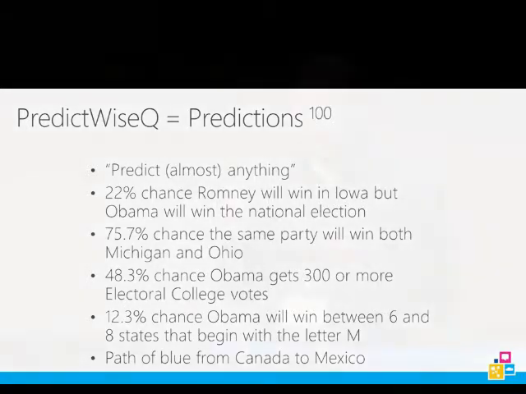What we worked on building is what you might call a combinatorial prediction market, or getting more towards this predict almost anything concept, where you can take an exponential explosion. So if you think of all 50 states as binary variables, now you can predict any Boolean function of those 50 variables. Like Romney will win Iowa, but Obama will still win the election. Or the same party will win both Michigan and Ohio.